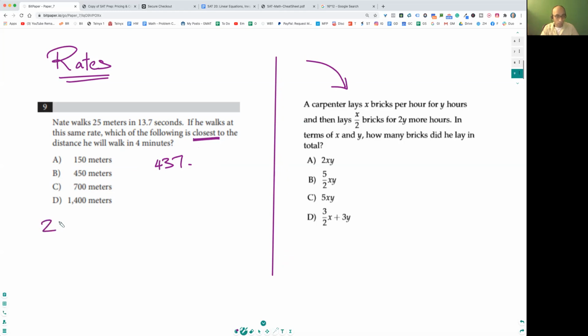So remember, this is a ratio problem. This is 25 meters per 13.7 seconds, and then you're given how much distance will he walk? So now you have x over here, because this is meters, in 13.7 seconds. Now here it comes to 4 minutes. But remember, you have to convert minutes to the same unit here. So you're going to do 4 times 60 seconds, which is 240 seconds. Now try to do the cross multiplication.